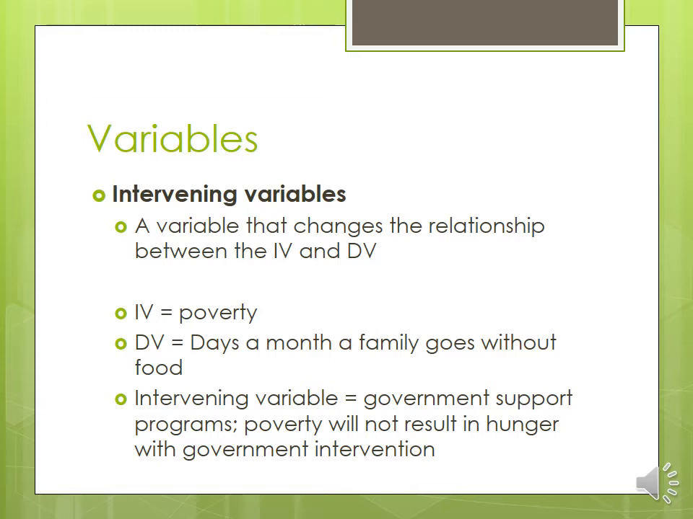If we're looking at poverty as our independent variable, and we want to see how poverty impacts the number of days each month a family goes without food, well, we might say that families don't go without food even if they're impoverished. But if we look at intervening variables like government support programs, food stamps, that might be the reason why poverty doesn't lead to going without food. So when we look at research in sociology, we have to be very aware that there are other things at play, and often things that we can't necessarily control for. And those would be these intervening variables.